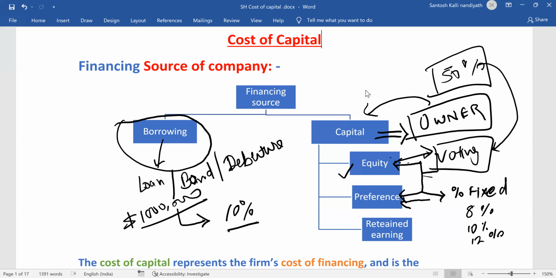Do you understand the difference between equity shareholder and preference shareholder? Why am I explaining this here? Because in the same way you can understand that what we are giving would be the cost for the company. So is it clear? The preference shareholder doesn't have voting rights. The equity shareholder has voting rights. As well as you need to remember, the preference shareholder gets at least a fixed percentage of dividend.